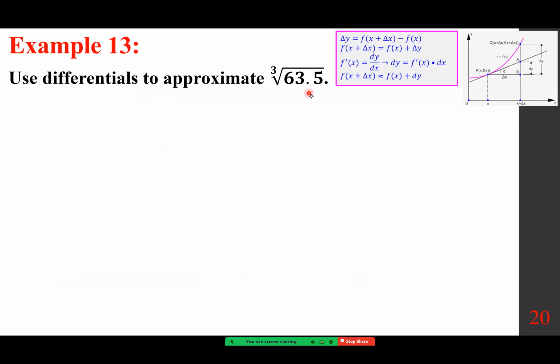Cube root of 63.5. We want to use differentials to approximate that. So the very first thing is the function. So what function are we using? Just whatever this is, cube root. This is the action that's taking place. This is the function that you're going to use. So you're going to say f of x is cube root of x.